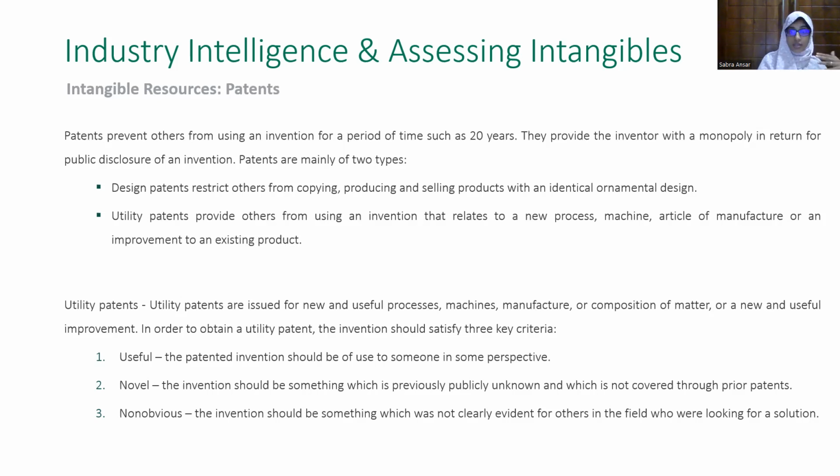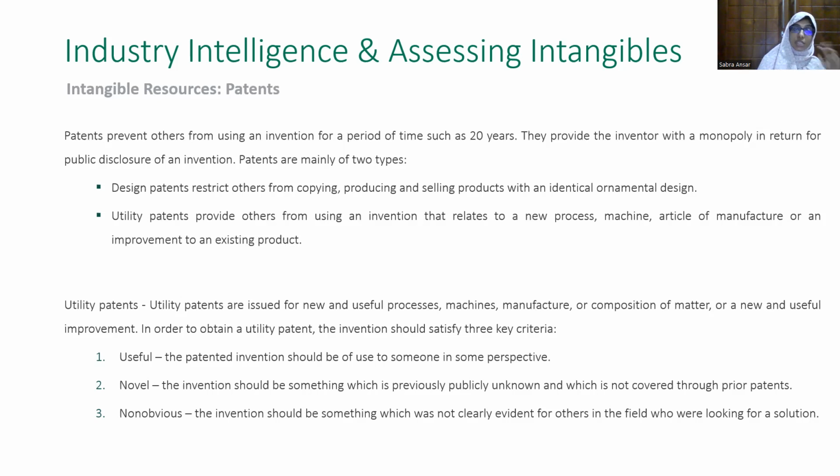Okay. There is another thing called utility patent, which prevents others from using an invention that is related to a niche process. Now, the design patent is an ornamental design patent. Utility is a process or machine or some kind of method of improvement, which is improved from the existing product. Now, utility patents are used for new and useful processes like machine, manufacture or composition of matter.